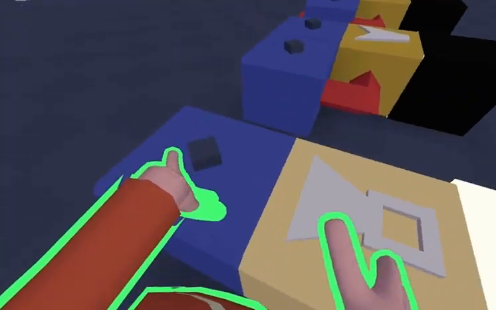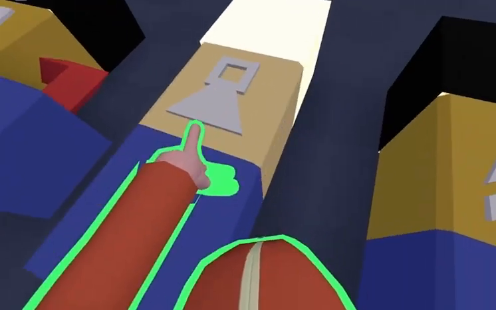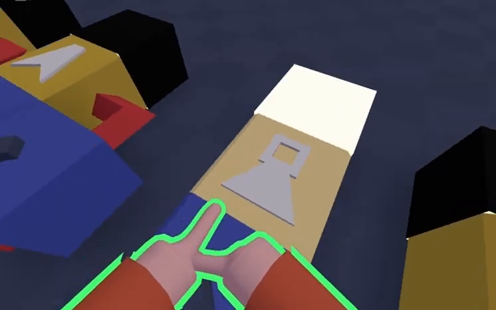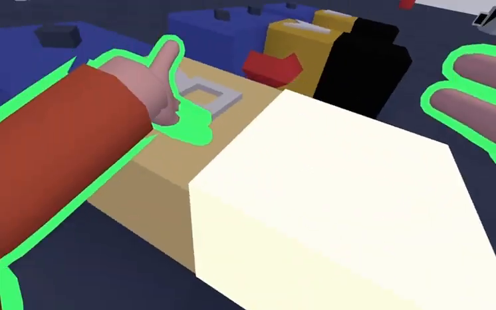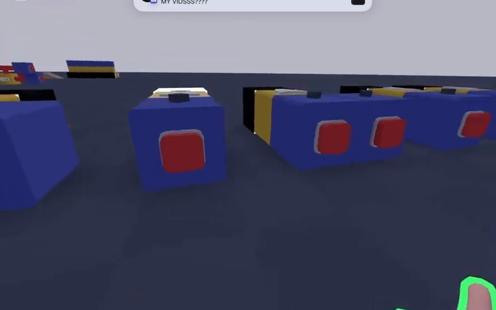Alright, here we have a NOT gate. You may notice we only have one input. That's because you don't need more than one. So this literally just inverts the signal. So if there's no input, it'll output 1. If there is an input, it'll output 0.